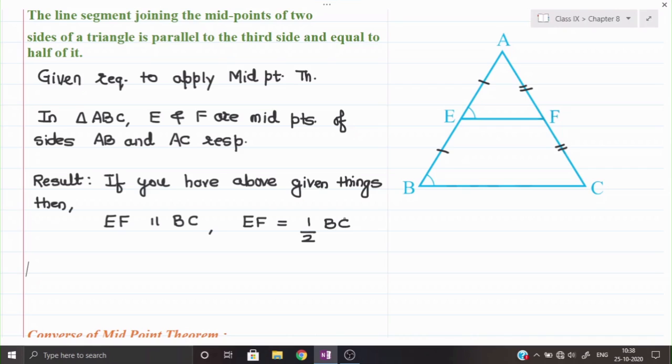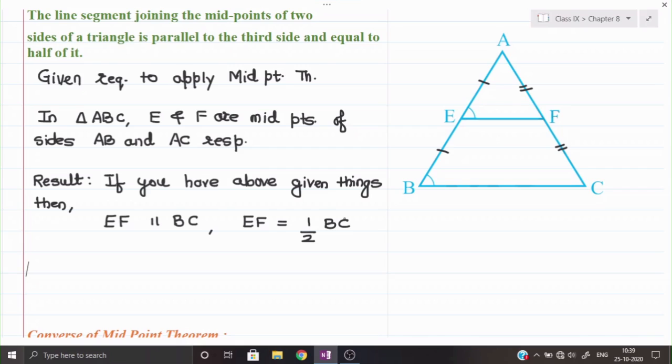Okay. So first of all, you should stick one thing in your mind. What is the midpoint theorem? Once again, I repeat, for the midpoint theorem you require two midpoints on two sides of a triangle. When you join the midpoints, the line joining them is always parallel to the third side of the triangle and half of it. That means EF will be parallel to BC and EF is equal to half of BC, provided E and F are the midpoints of sides AB and AC. Okay, so I hope now this theorem is clear to you.